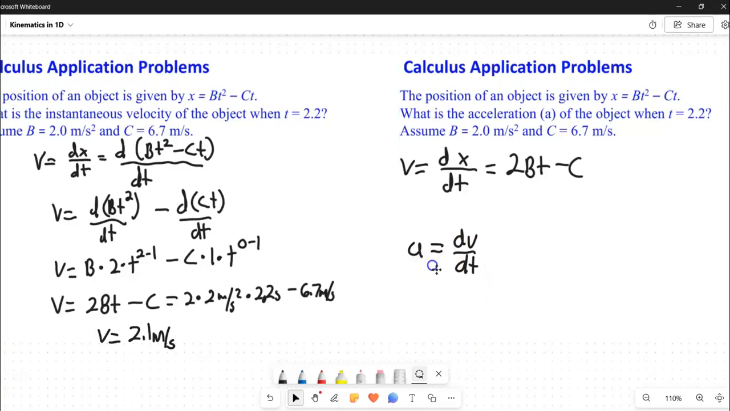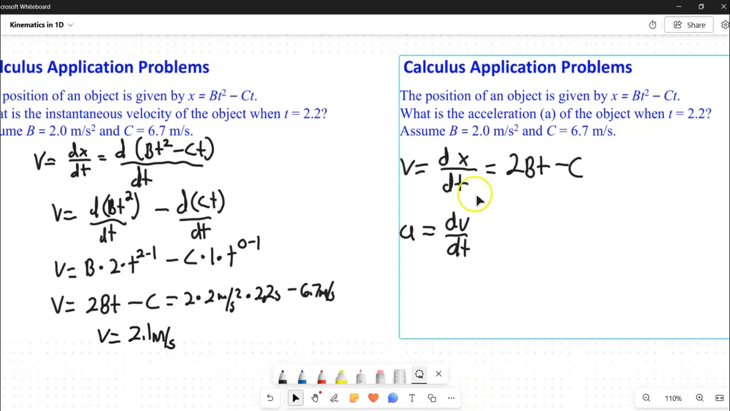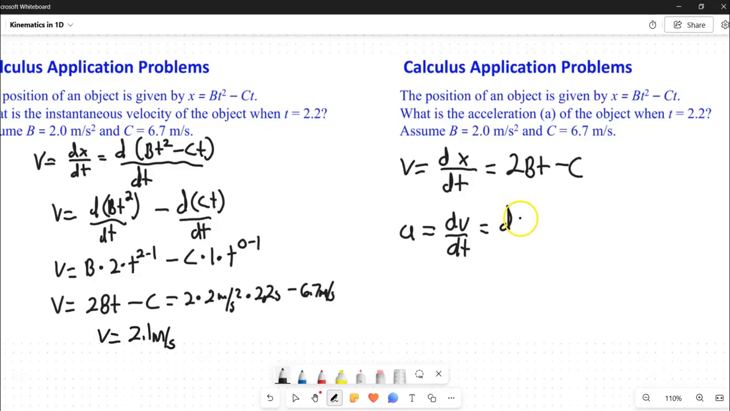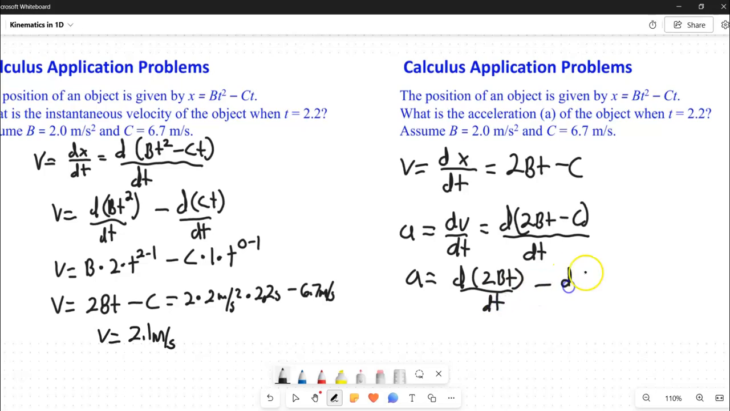To get the acceleration, we're going to have to take that velocity equation, 2bt minus c, and differentiate it with respect to time. So when we do that, we're going to take the derivative of 2bt over dt, minus the derivative of c over dt. Okay.